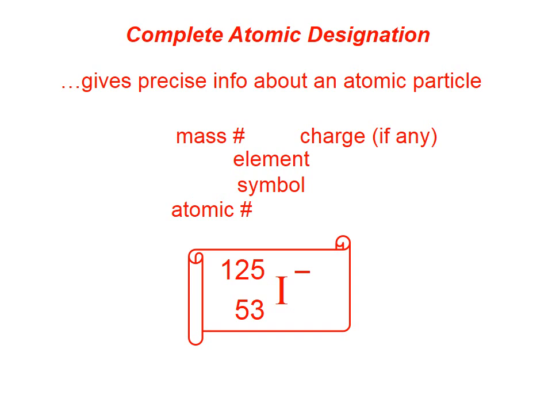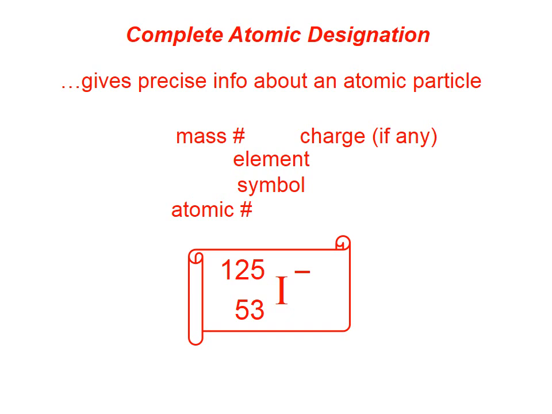The complete atomic designation gives precise information about an atomic particle, and it has this essential layout. The element symbol is in the center, the mass number is printed in the upper left, the atomic number in the lower left, and the charge, if it has any, is printed in the upper right.